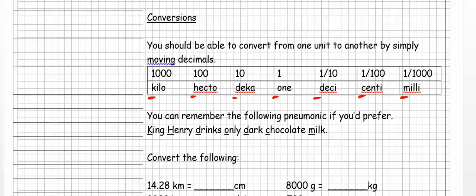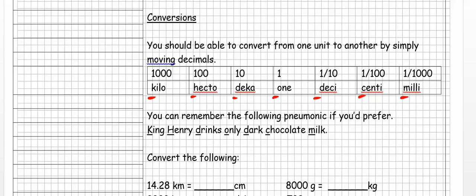Okay. And so now you're going to need to memorize this mnemonic. The least profane of the ones that I've heard over the years is this one right here. King Henry drinks only dark chocolate milk. So kilo, hecto, deca, 1, deci, centi, and milli. King Henry drinks only dark chocolate milk. All right? So how does it work? Well, the way that it works is this.